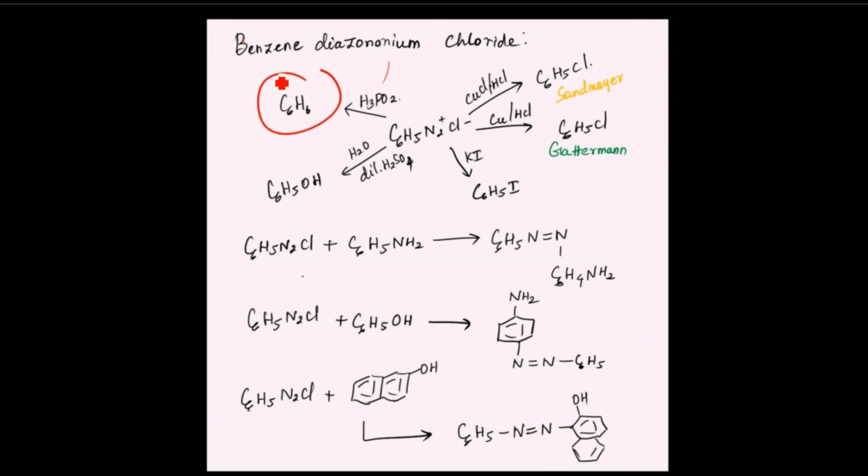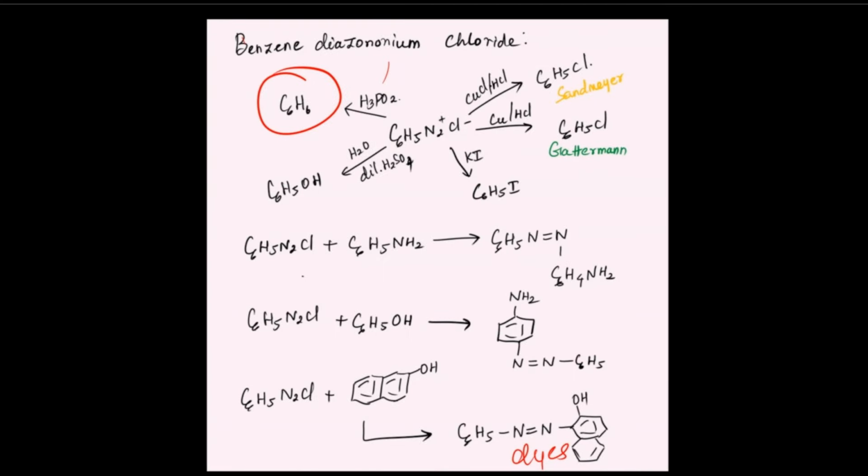H3PO2. This will give you benzene. So this is the question asked 2 years back. So please be careful with that. Then beta naphthol, it will give you the dyes. These are some dye reactions for benzene diazonium chloride. These are some important reactions. Benzene diazonium chloride has n number of applications. These are some important reactions of it.